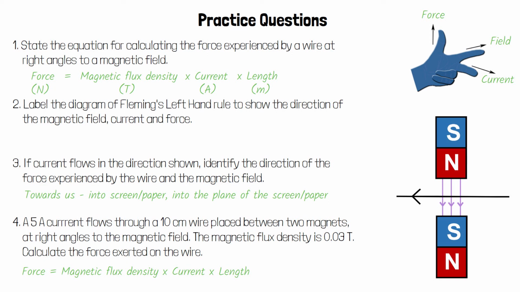For the wire in question 4, we use the equation from the first question. Force is equal to magnetic flux density of 0.03 times current of 5 amps times the length of 0.1 meters. We have to convert the 10 centimeters into meters. That gives us a force of 0.015 newtons.